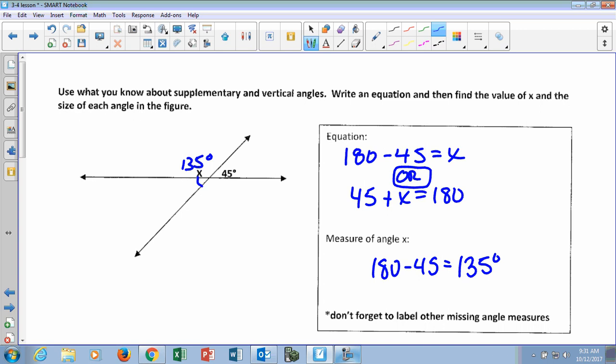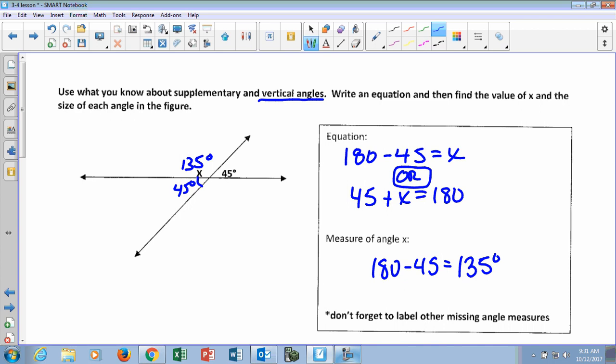Isabel? 45. And how would you know that? Because... What's congruent to what? The ones across from each other? What are those called? Yeah, those are the vertical angles, right? Right across from each other.